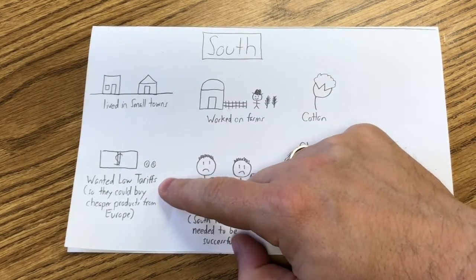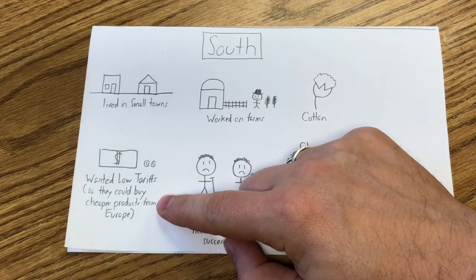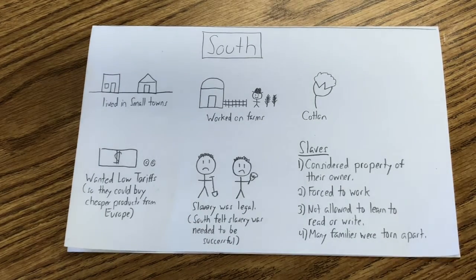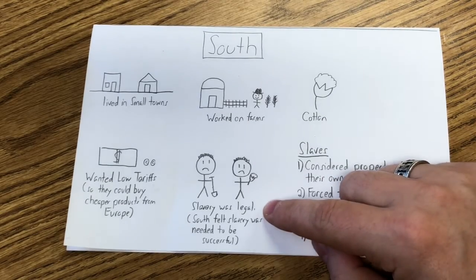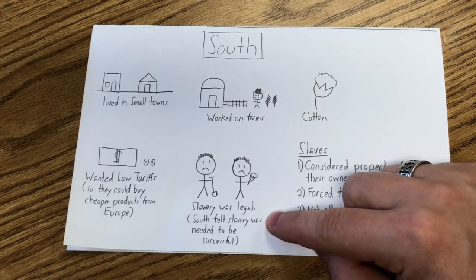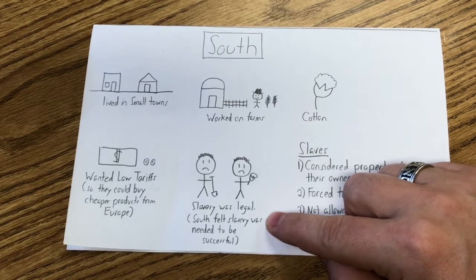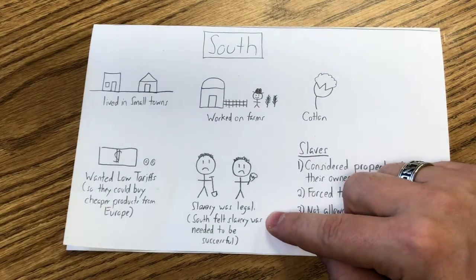Now the South, they wanted low tariffs, okay, so that way they could buy the cheaper products that were coming from Europe and not have to spend extra money buying the stuff that was coming from the North. Now, in the South, slavery was legal. The South felt that slavery was needed for their farms and plantations and their economy to be successful. Okay, now of course we know today that that was not true. They could be successful without slaves, but in the South they didn't feel that way back then.